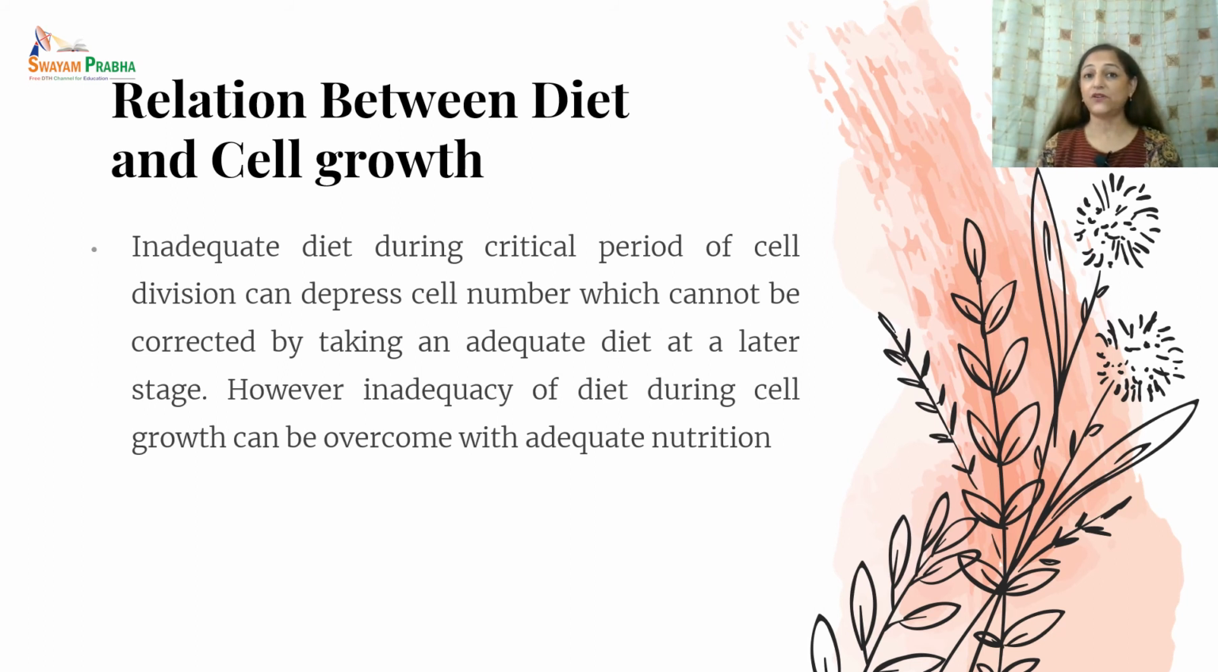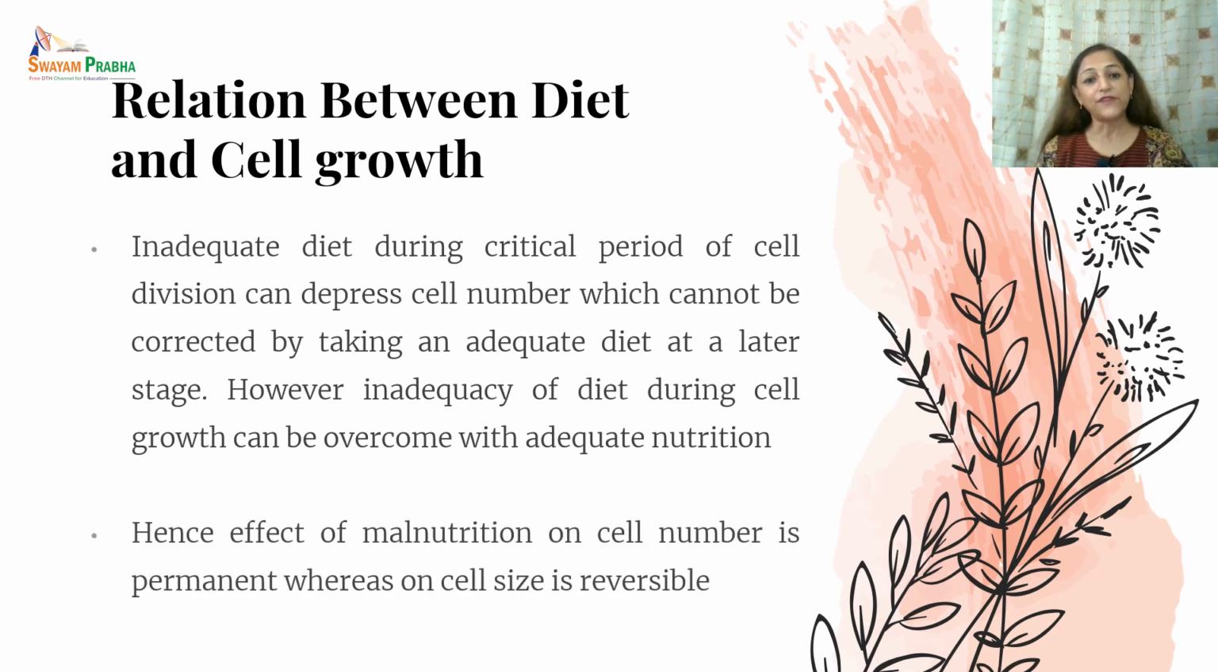So what happens when the diet is inadequate during the critical period of cell division, that means the hyperplasia? It can actually depress the total number of cells which were destined to be made. Once this damage has occurred, it cannot be undone, and we cannot correct this deficiency by taking adequate diet at some later stage. However, inadequacy of diet during the cell growth, when the cells are majorly growing in size, can be overcome by adequate nutrition during the later stages.